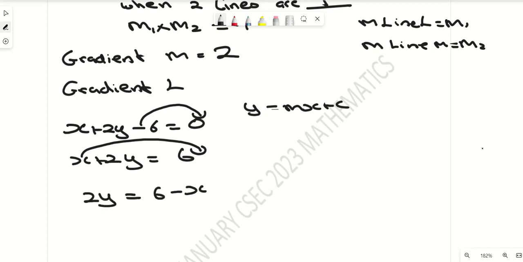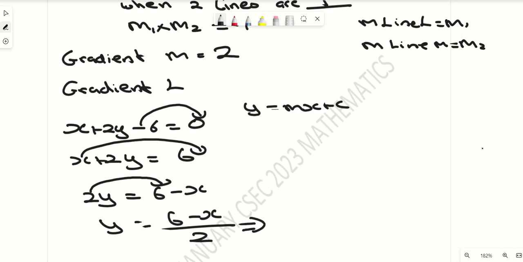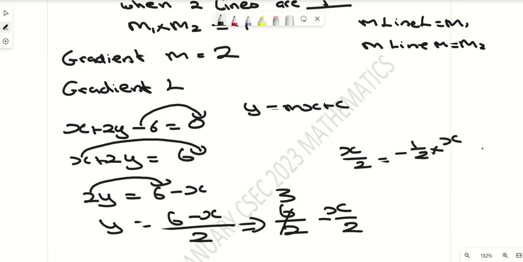Then you're going to carry across 2. Divide by 2, that is y equals 6 minus x, all divided by 2, which is the same thing as saying 6 over 2 minus x over 2. You're going to say this is 3, and x over 2 is the same thing as saying negative a half multiplied by x. This is right, because negative a half, 1 by x is x, and 2 by 1 is 2, so it's negative x over 2. So we can split that.